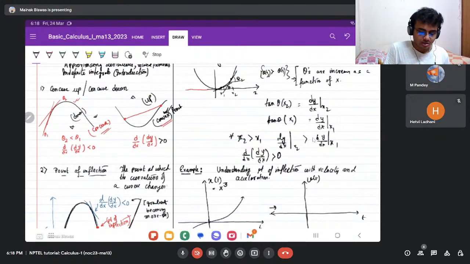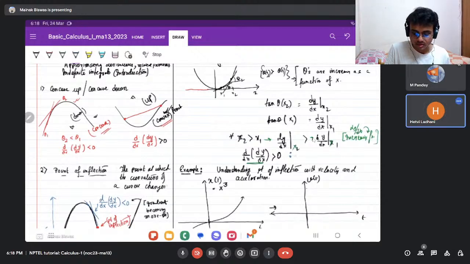Agreed, right? So this is for all x, these are two functions, right? And if one function is greater than the other, this suggests it's an increasing function. dy/dx is an increasing function. So what does it mean? That d/dx of dy/dx is greater than 0, right? Any doubts?